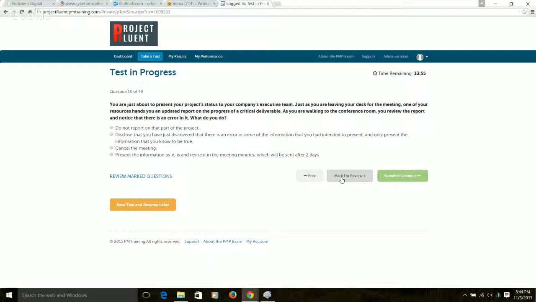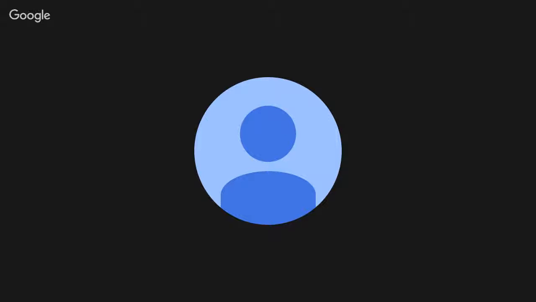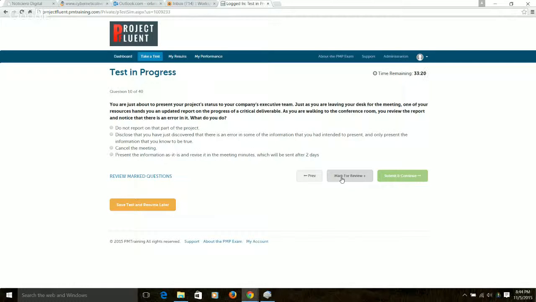Option A is do not report on that part of the project. Option B is disclose that you have discovered that there is an error in some of the information that you had intended to present, and only present the information that you know to be true. Option C is cancel the meeting. And option D is present the information as it is and revise it in the meeting minutes, which will be sent after 2 days. I don't do option C or D. I've done option A and B.